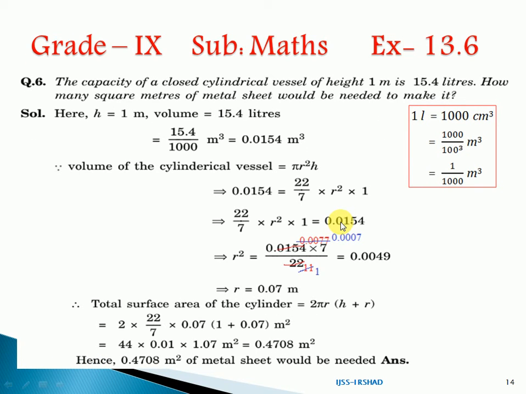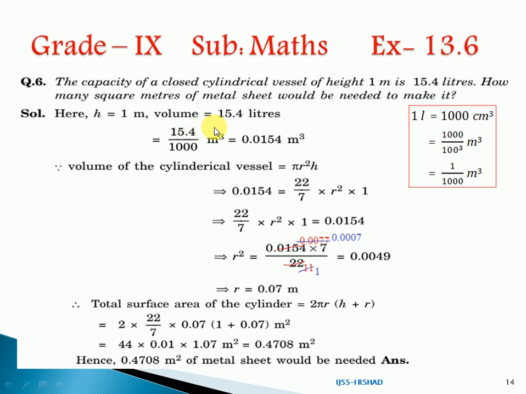So question number 6. What is question number 6? The capacity of a closed cylindrical vessel of height 1 meter is 15.4 liter. How many square meters of metal sheet would be needed to make it? How many square meters means they are asking to find the area. So here what they have given? Height they have given 1 meter. Volume they have given, because the capacity means the volume, that is 15.4 liter.